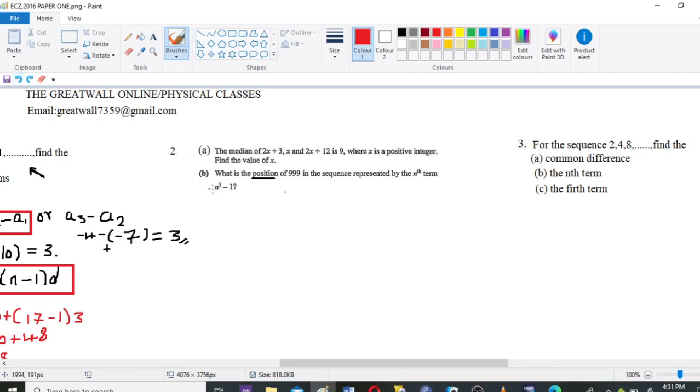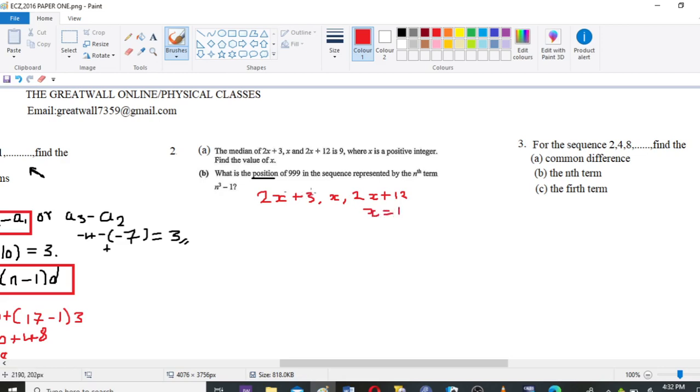Now the terms we have this time are 2x, 2x plus 3, and x. So as you can see, these three terms are not arranged, and here we have 2x plus 12. Can you see that these terms are not arranged? Let's say x is 1. Okay, let's just suppose x is 1.